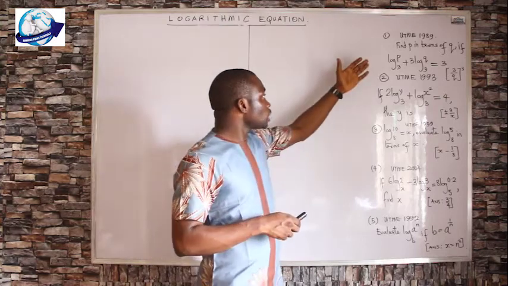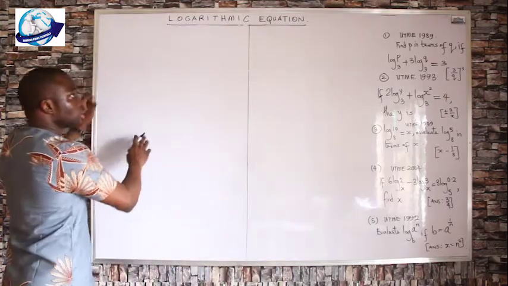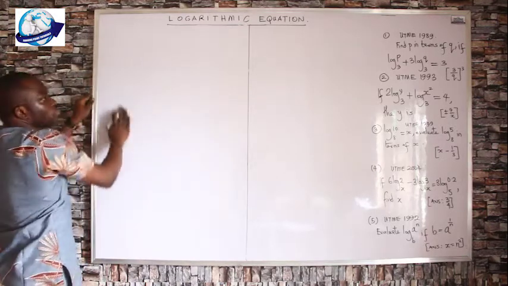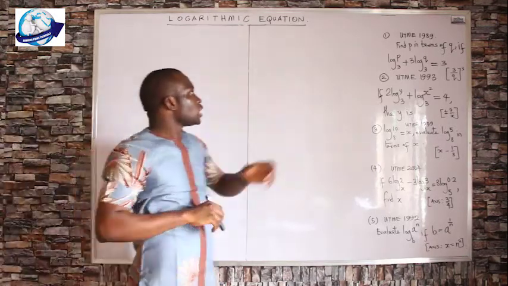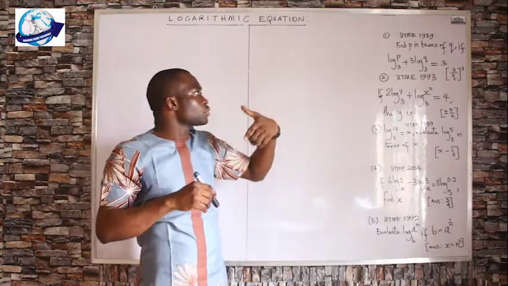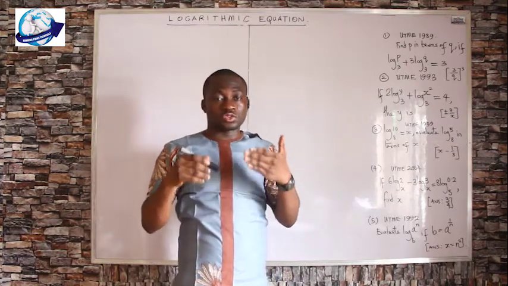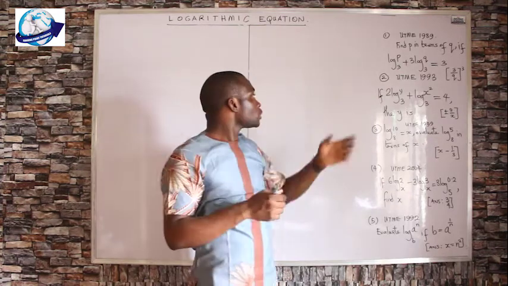Now, take the first one quickly. It says find P in terms of Q. Find P in terms of Q. Please, note that statement before we start. That statement says find P in terms of Q, which means at the end of the day, you are going to make P the subject of the formula. Okay? So bring the question now.